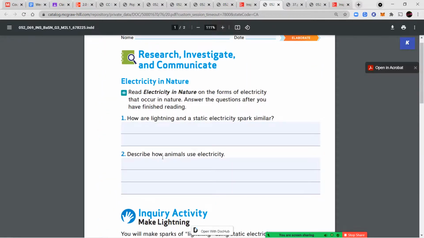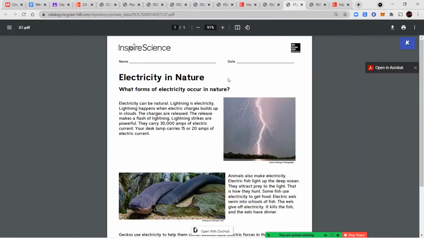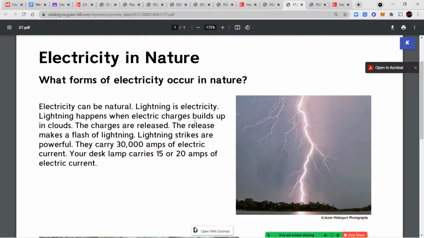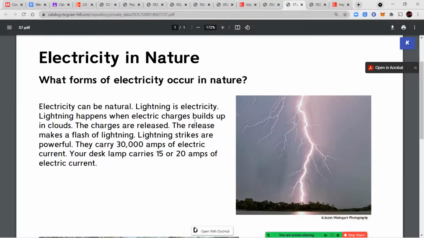So let's go back over here and read our handout on electricity in nature. What forms of electricity occur in nature? Electricity can be natural. Lightning is electricity. Lightning happens when electrical charges build up in clouds. These charges are released. The release makes a flash of lightning. Lightning strikes are powerful. They carry 30,000 amps of electric current. Your desk lamp carries 15 to 20 amps of electric current.